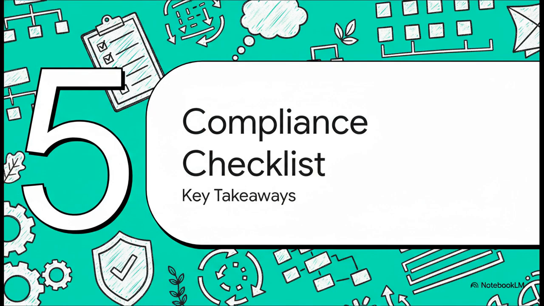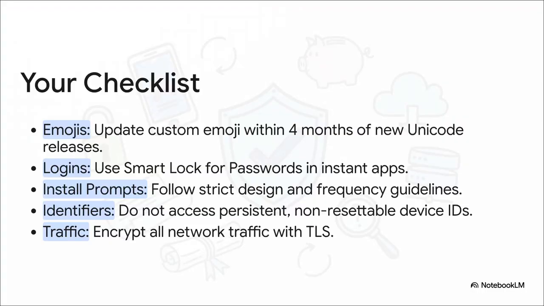Okay, I know that was a lot to take in. So let's boil it all down into a really simple, actionable checklist that you and your team can use to make sure you're good to go. Here are your 5 big takeaways. 1. For emojis, if they're custom, put that 4-month update window on your calendar. 2. For instant app logins, just use Smart Lock. 3. For install prompts, stick to the Material Design playbook, no funny business. 4. For identifiers, stay away from anything persistent and non-resettable like IMEI. And finally, number 5, encrypt all your network traffic, always.